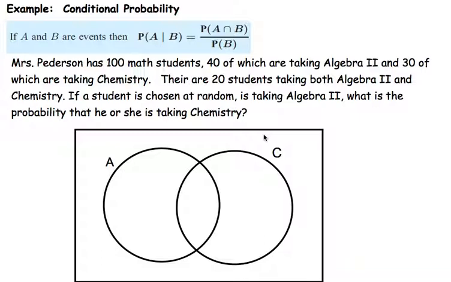Conditional probability example. Let's pretend I have 100 math students, and 40 of them are taking Algebra 2, and 30 are taking chemistry. There are 20 students that take both Algebra 2 and chemistry at the same time. And we want to find out what is the probability that if a student is taking Algebra 2, that they are also in chemistry. So we know they are already in Algebra 2, and what's the probability they are taking chemistry. So we're going to set up a Venn diagram.